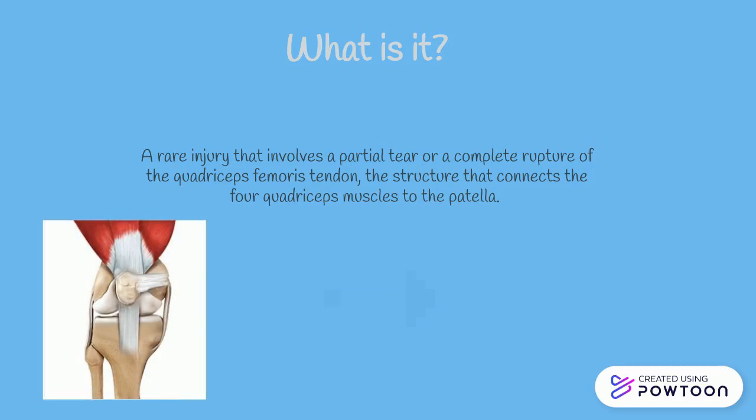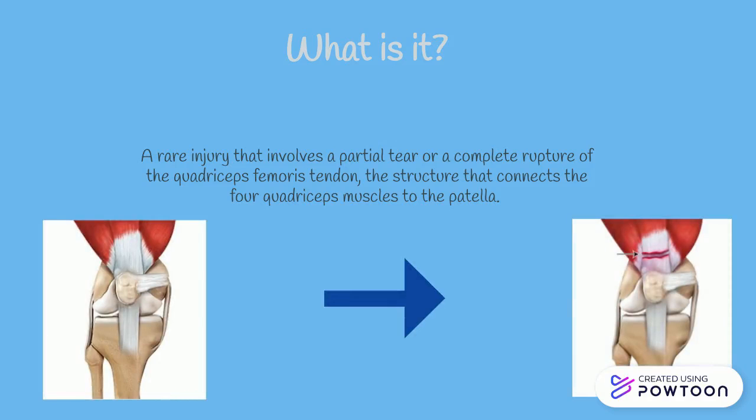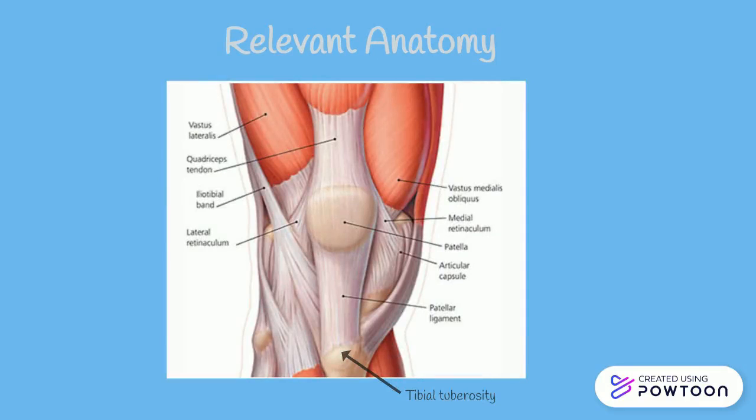On the left of this slide, you can see a healthy quadriceps tendon, and on the right, you can see a quadriceps tendon that has been completely ruptured. Before we go any further in discussing this injury, it's important to discuss the anatomy related to it.